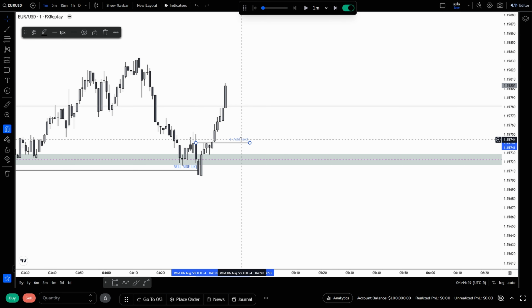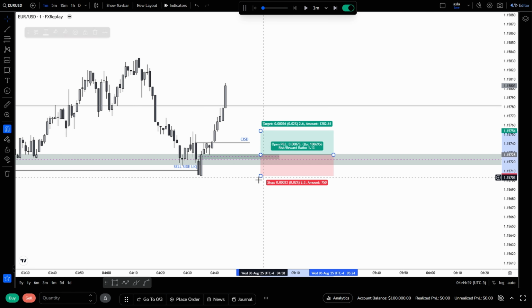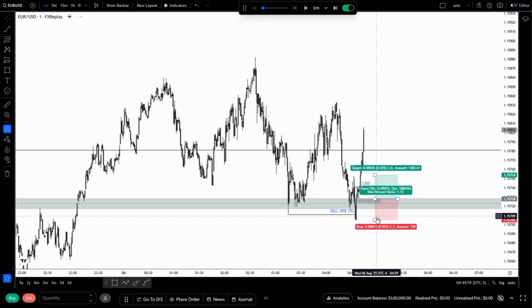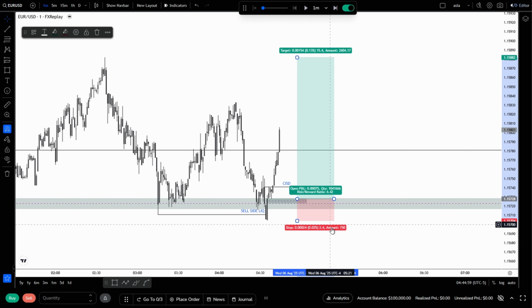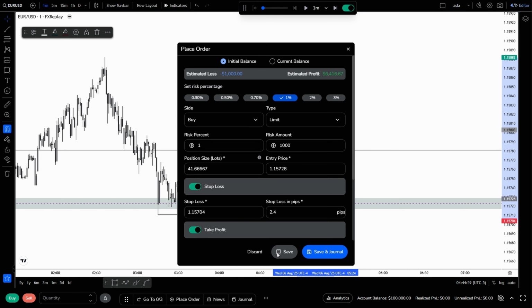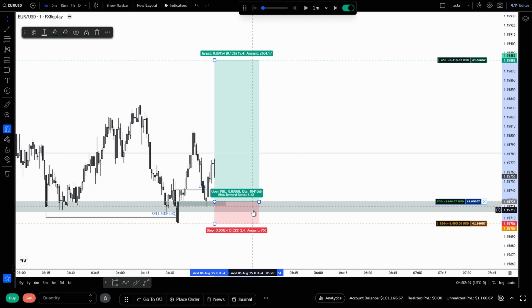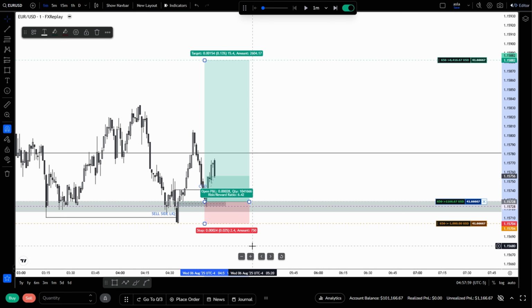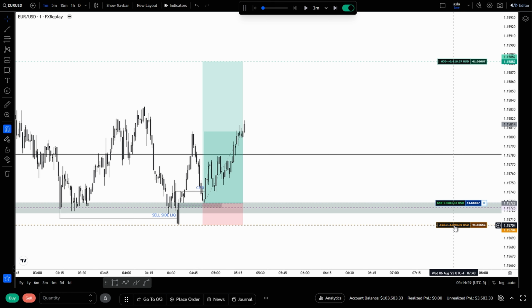On the 1 minute, we get a change in state of delivery and a small fair value gap forming in discount. That becomes our entry model. I enter at that fair value gap, place my stop below the low that was swept, and target the highs above. You could also hold this trade targeting the full daily candle expansion, but for this example, I am only targeting the nearby highs. As price continues, you can see it expands cleanly into those highs.